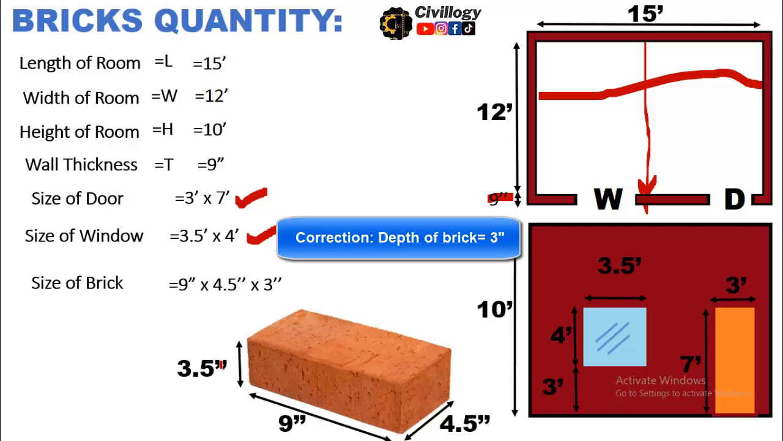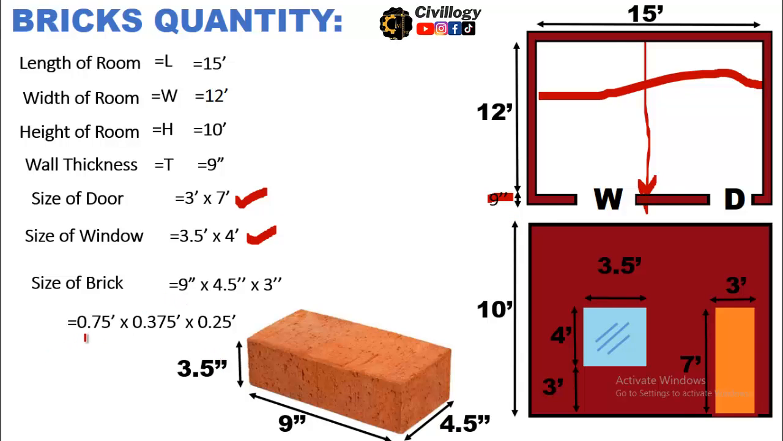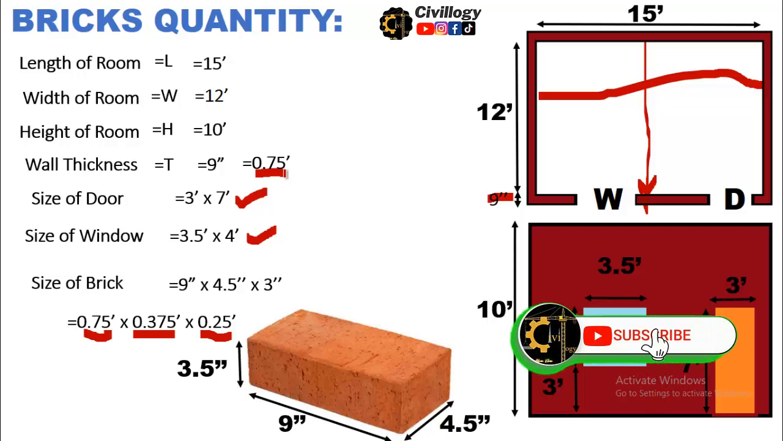So now let's convert this into feet. 9 inches will be equal to 0.75 feet, 4.5 inches will be equal to 0.375 feet, and 3 inches will be equal to 0.25 feet. Similarly, the wall thickness is also 9 inches. It will be equal to 0.75 feet. To make a uniform unit, inches are converted into feet.